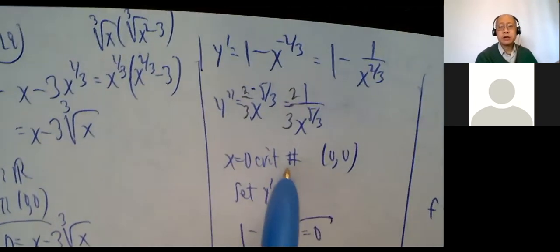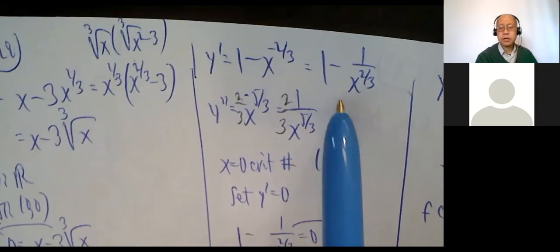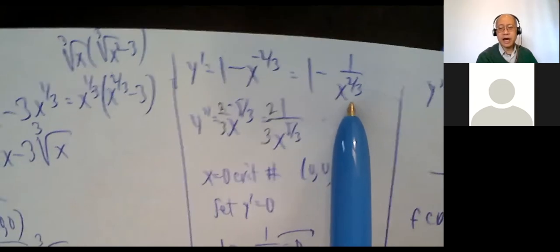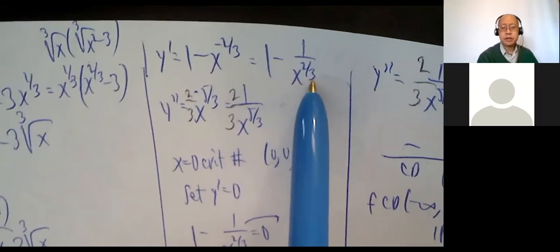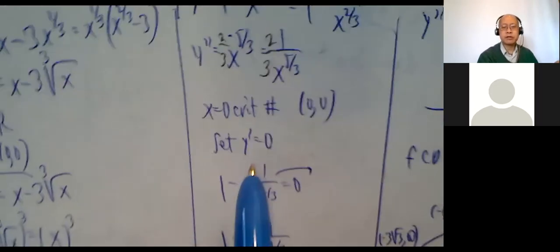Okay, so now I find critical numbers. X equals 0 is a critical number. It is in the domain. The domain was all real numbers. So x equals 0 is a critical number. Now set y prime equal to 0.